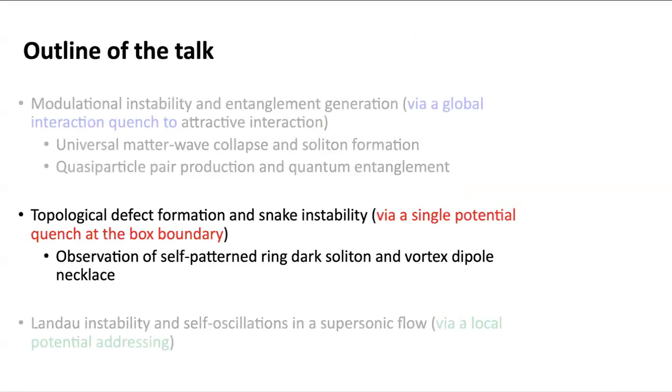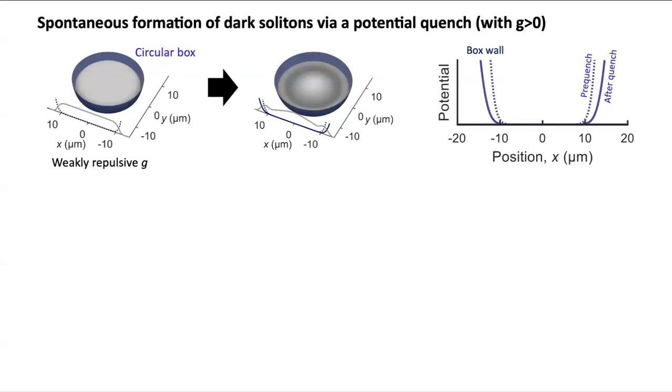All right, so I kind of spent a lot of time, so hopefully for the rest of the probably 10 minutes-ish, I can very quickly go through the two topics. So the second one is talking about topological defect formation and snaking instability, which is related to the experiment that's done in the first slide.